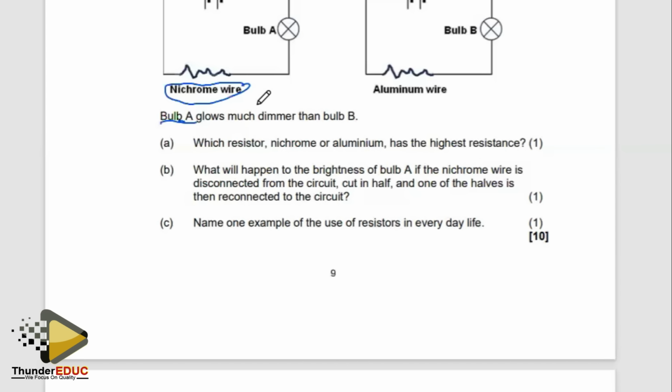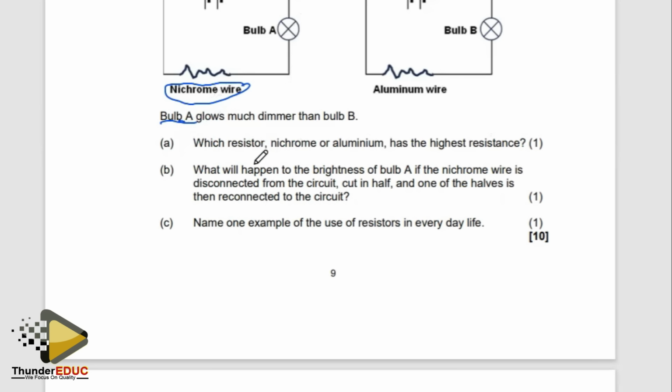Because also remember, the bulb can act as a resistor also, because it's also opposing the current. So now, if bulb A is dimmer than bulb B, which means we have another strong resistor here, which is a nichrome. So when the question says, which resistor, nichrome or aluminum, has the highest resistance, it's this nichrome wire, because it makes bulb A glow much dimmer, which means when we have high resistance, we have low current. That's our answer there.